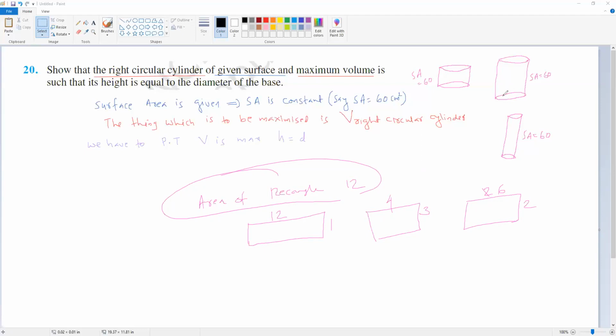ठीक है, अभी टाइम खत्म हो जाएगा. I will explain this once again in tomorrow's class. ठीक है.